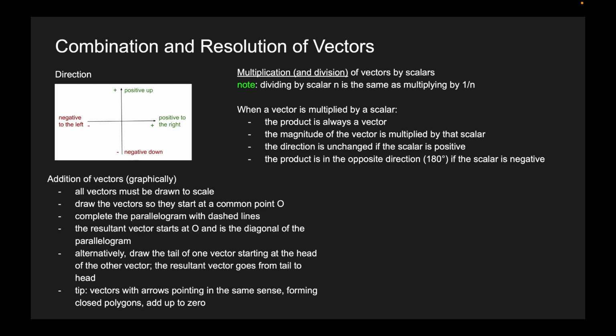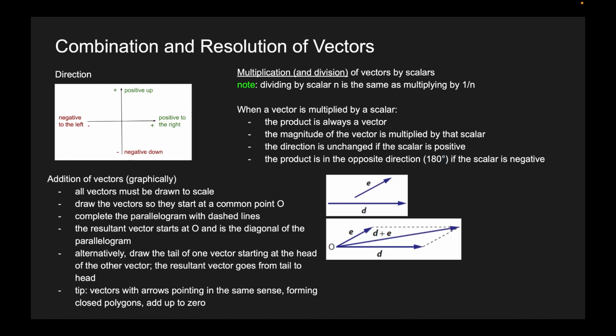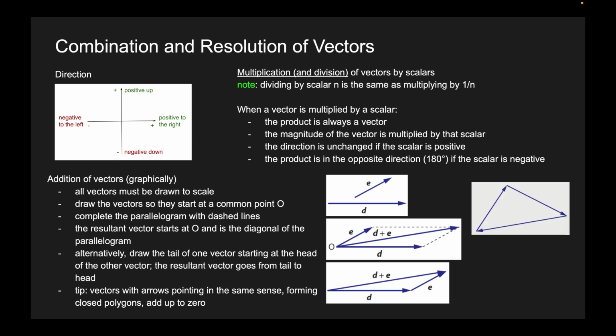When adding vectors graphically, all vectors must be drawn to scale. Draw the vectors so they start at a common point O. Complete the parallelogram with dashed lines. The resultant vector starts at O and is the diagonal of the parallelogram. Alternatively, draw the tail of one vector starting at the head of the other vector. The resultant vector goes from tail to head. If there are vectors with arrows pointing in the same sense, forming closed polygons like in this picture, it adds up to 0.